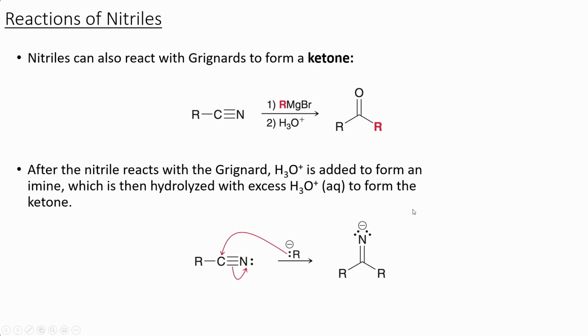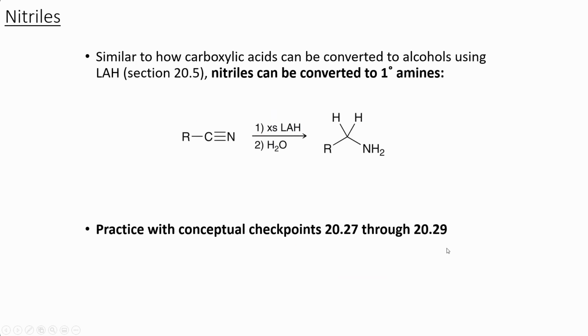We can also react nitriles with Grignard reagents, and they'll be reactive at this carbon, which we can think of as analogous to a carbonyl carbon. The R group of the Grignard would form a new carbon-carbon bond there, forming this negatively charged nitrogen intermediate, which can then be protonated with an aqueous workup. And finally, similar to how carboxylic acids can be converted to alcohols using LAH, we can convert nitriles to primary amines using LAH as well.